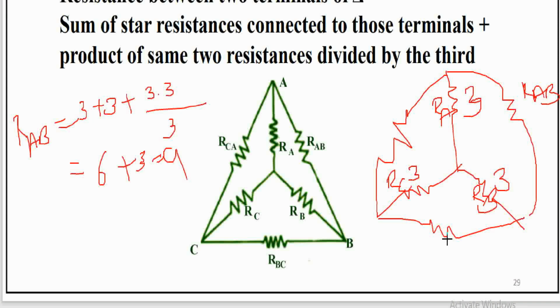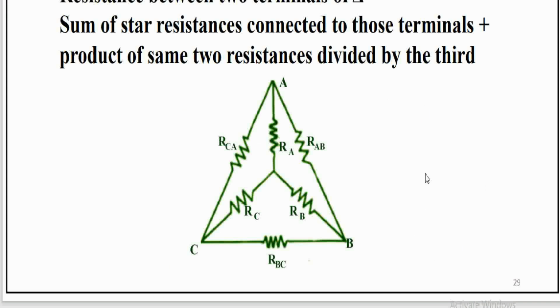So how much are you getting? 9. Similarly, for this one also you will get 9, and for this one also you will get 9. So from this we can conclude that if the given star is a balanced star, that is, if they have equal resistances, in the previous case we considered 3, 3, 3. How much did you get? 9, 9, 9. It means that it is multiplied by 3.